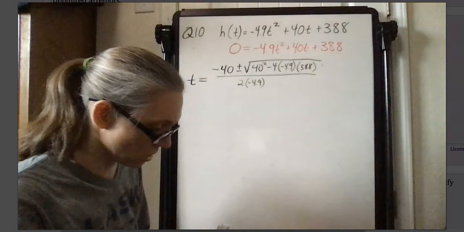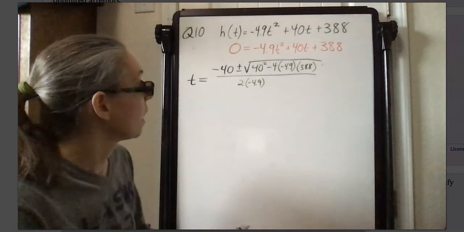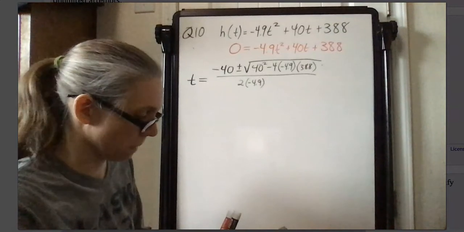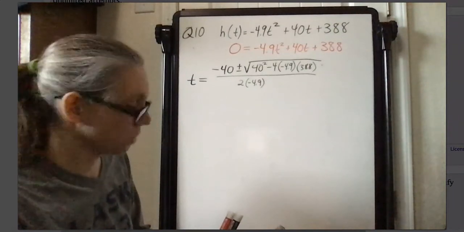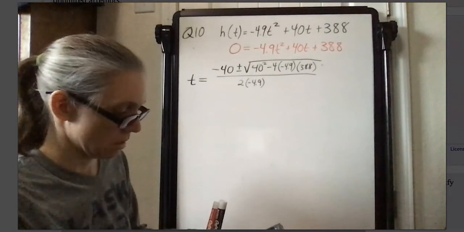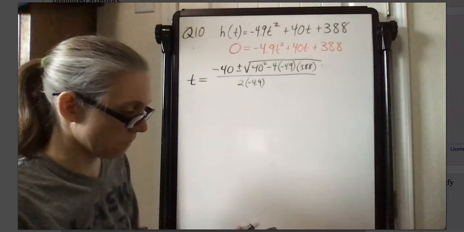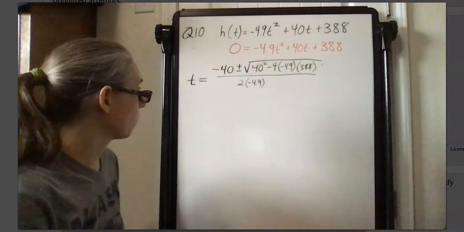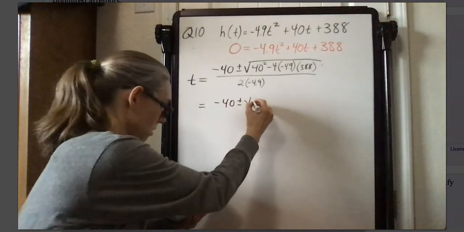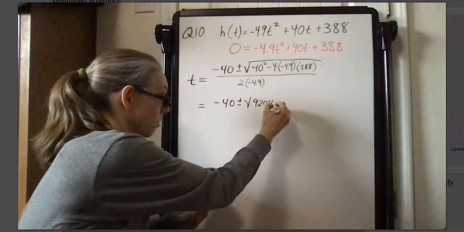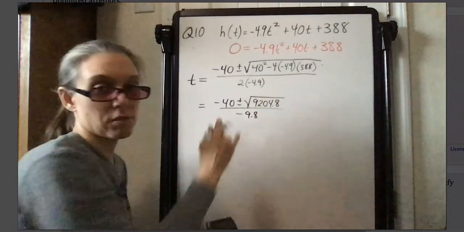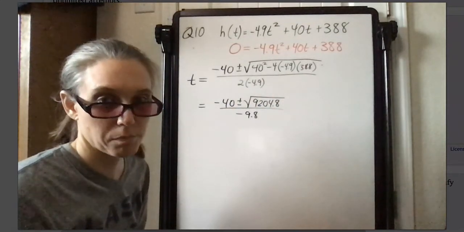So don't round too much along the way though. You don't want to end up having rounding errors. Let's try to simplify this radical though. 40 squared minus 4 times negative 4.9 times 388 is going to give me a pretty big number here. Negative 40 plus or minus the square root of 9204.8. So far I have not rounded. And this becomes negative 9.8 in the denominator.